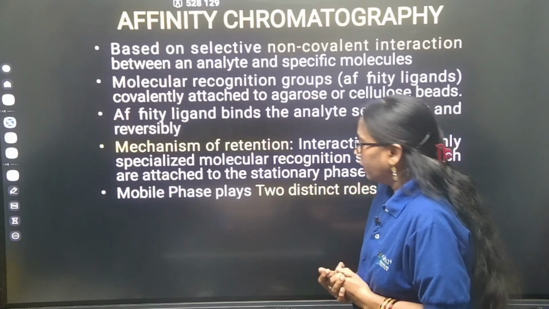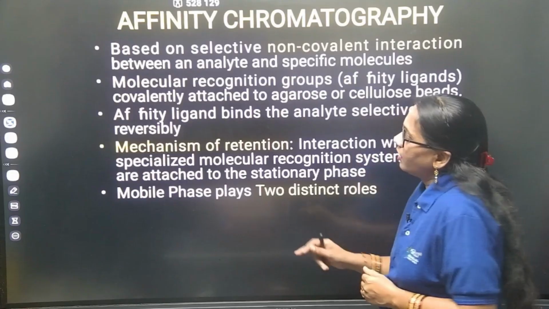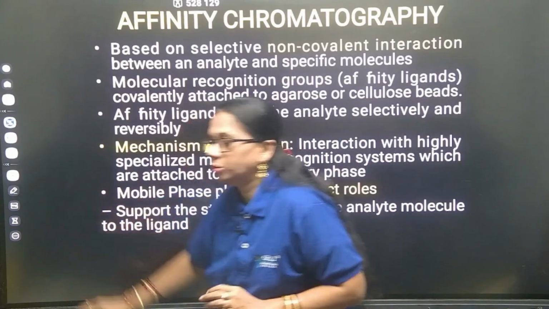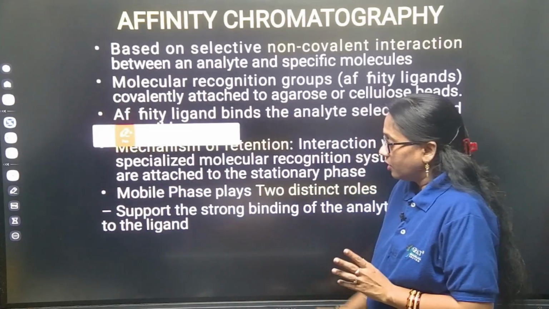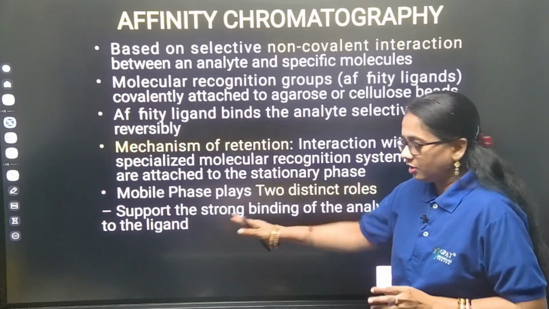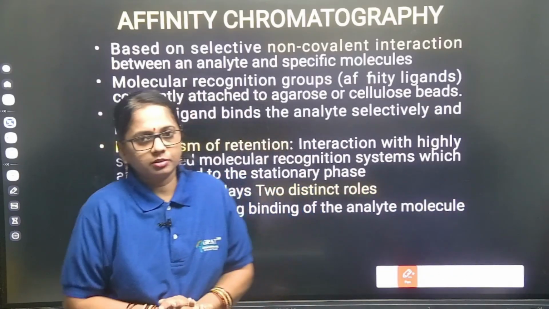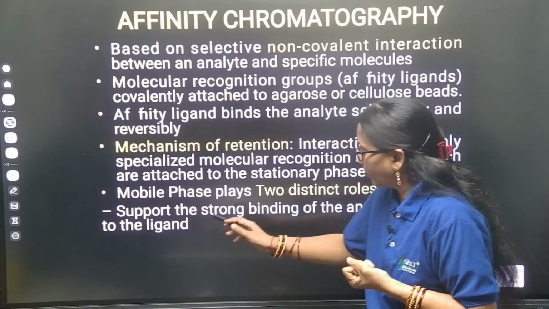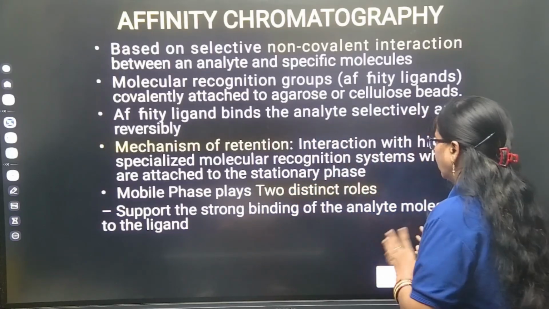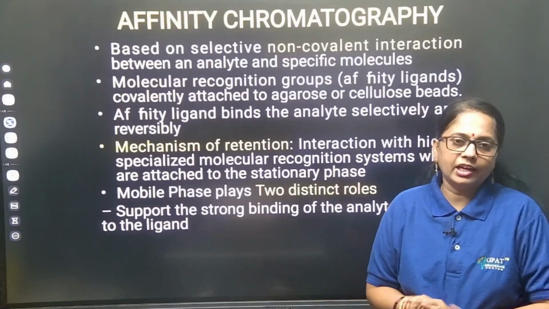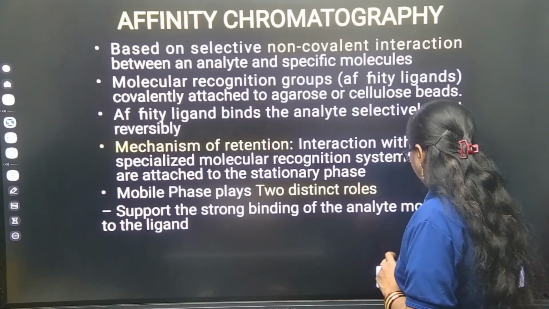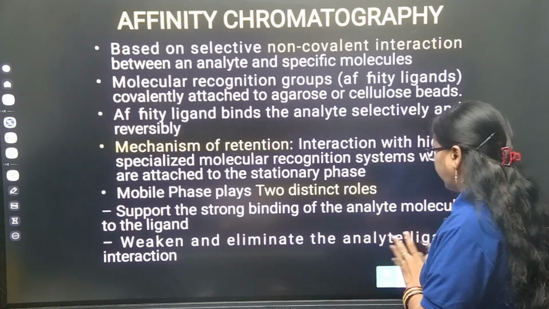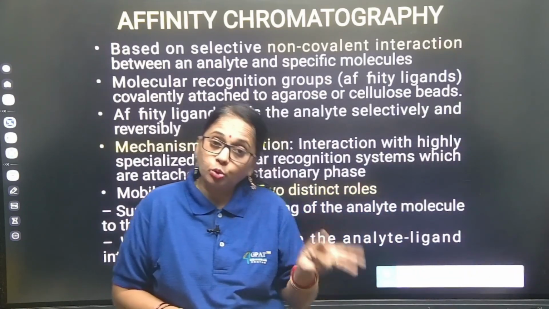And the mobile phase in affinity chromatography plays two different types of roles. Let us see what they are. Here the mobile phase supports the strong binding of the analyte, that means of the sample mixture we take, the analyte molecule towards the ligand. And one more characteristic is that it weakens and eliminates the analyte-ligand interaction. So two roles it plays.